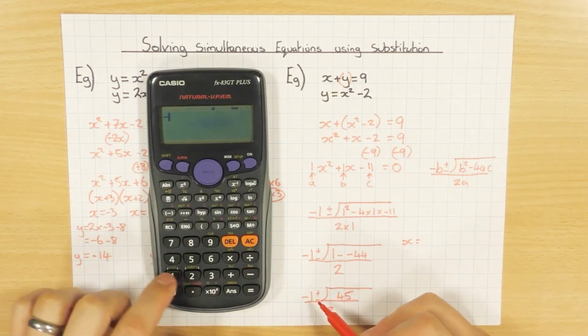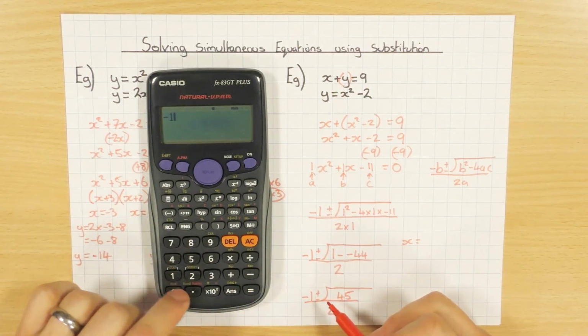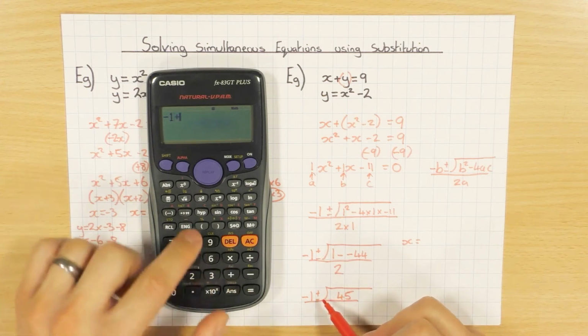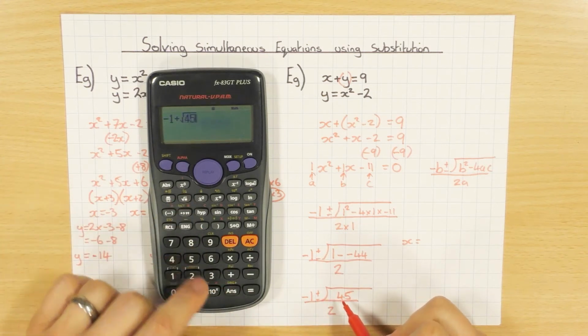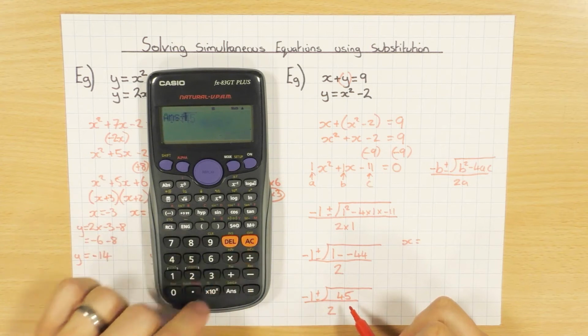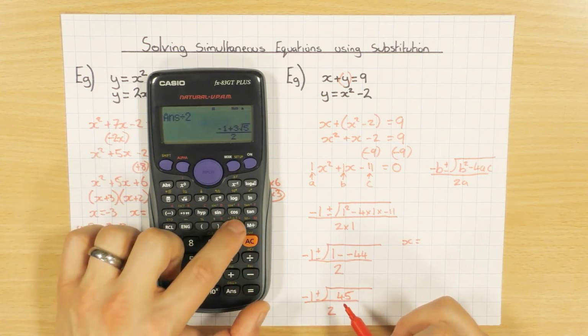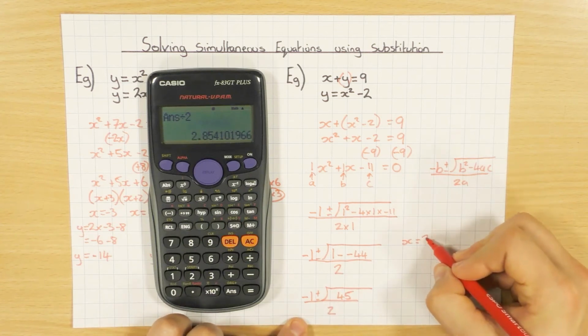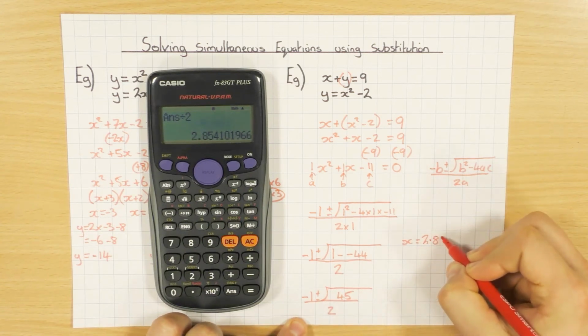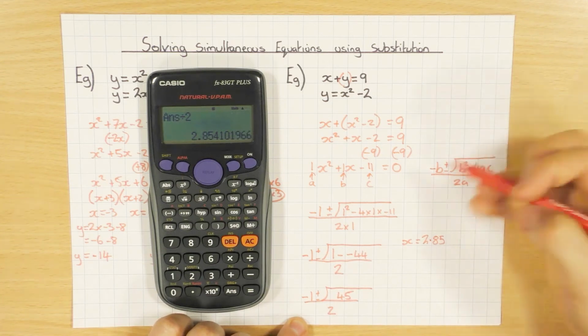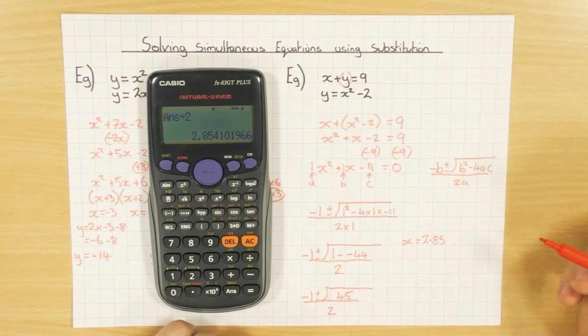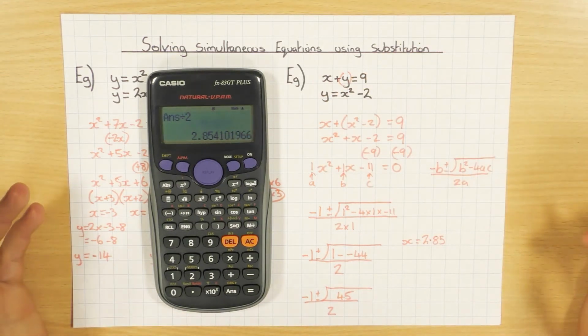So I'm going to do minus 1. I'm going to start with the plus this time, plus the square root of 45. And I want to divide that by 2. There we go, and press the SD button. That's going to give me 2.85 and some other bits and pieces. So in this question, it might ask you to round it to 1 decimal place, 2 decimal places.